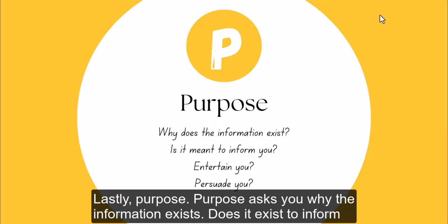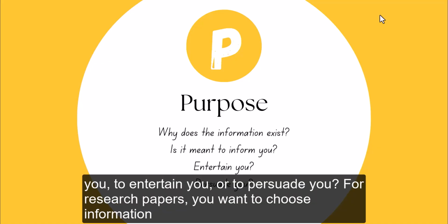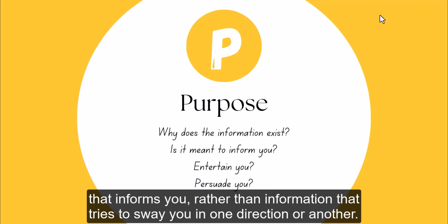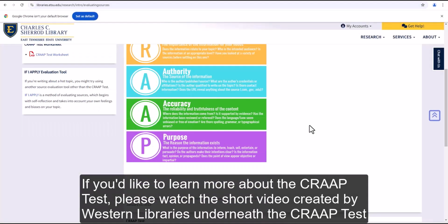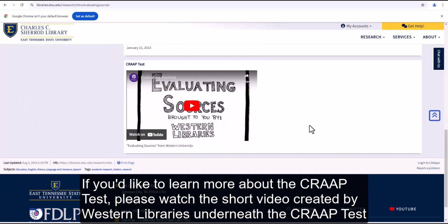Lastly, purpose. Purpose asks you why the information exists. Does it exist to inform you, to entertain you, or to persuade you? For research papers, you want to choose information that informs you rather than information that tries to sway you in one direction or another.